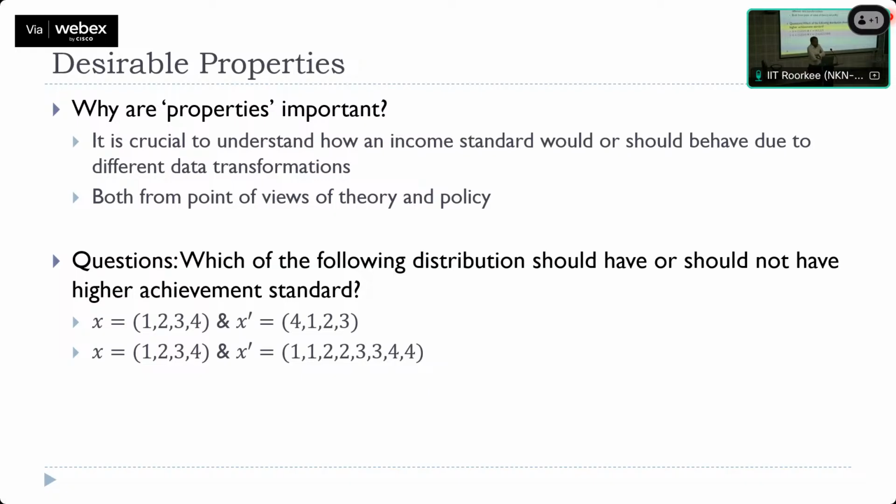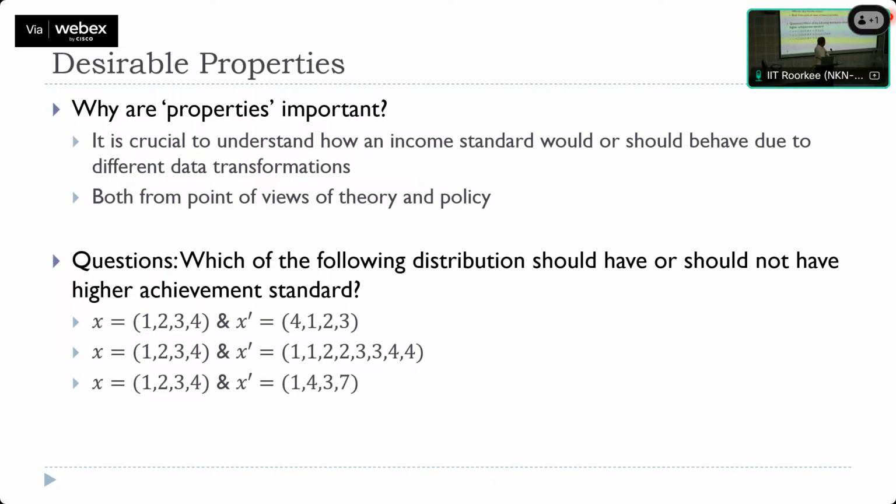What about this society? One society has incomes 1, 2, 3, 4. There are 4 people. Another society has 8 people. They have incomes 1, 1, 2, 2, 3, 3, 4, 4. Are they different? Are they the same? Same. You all agree? Anyone disagrees? Anyone would say they are different? No? You all agree? Okay.